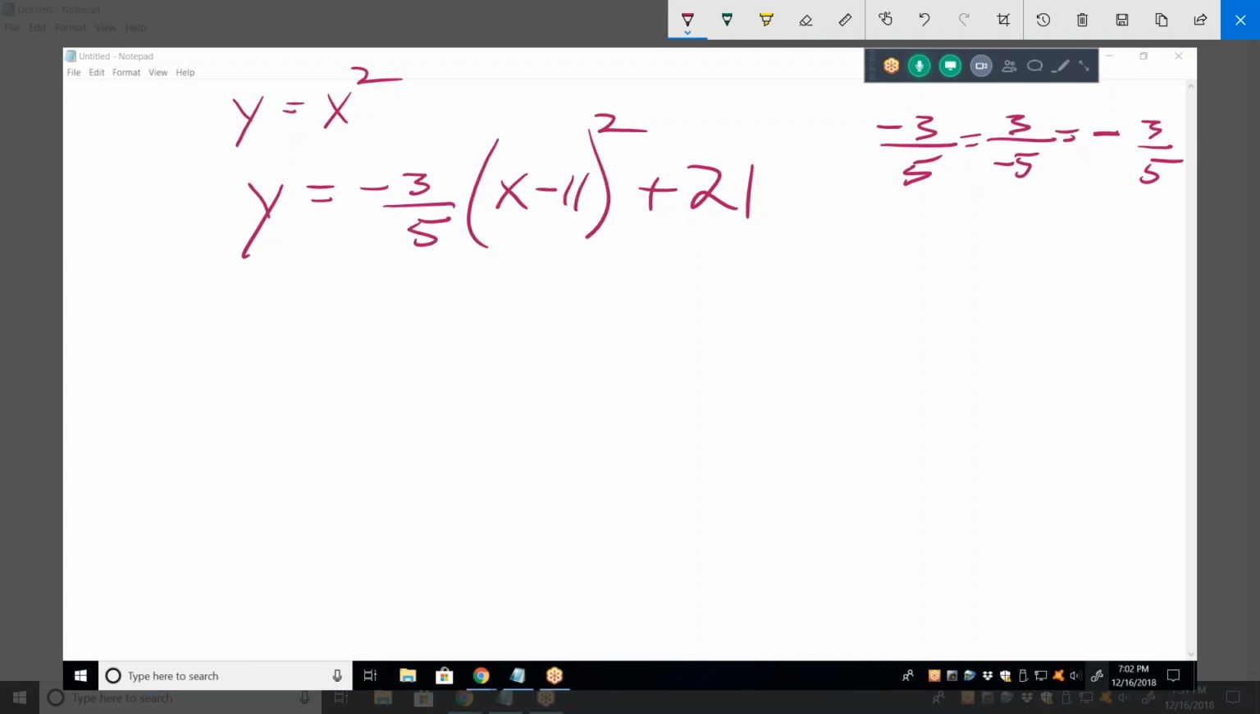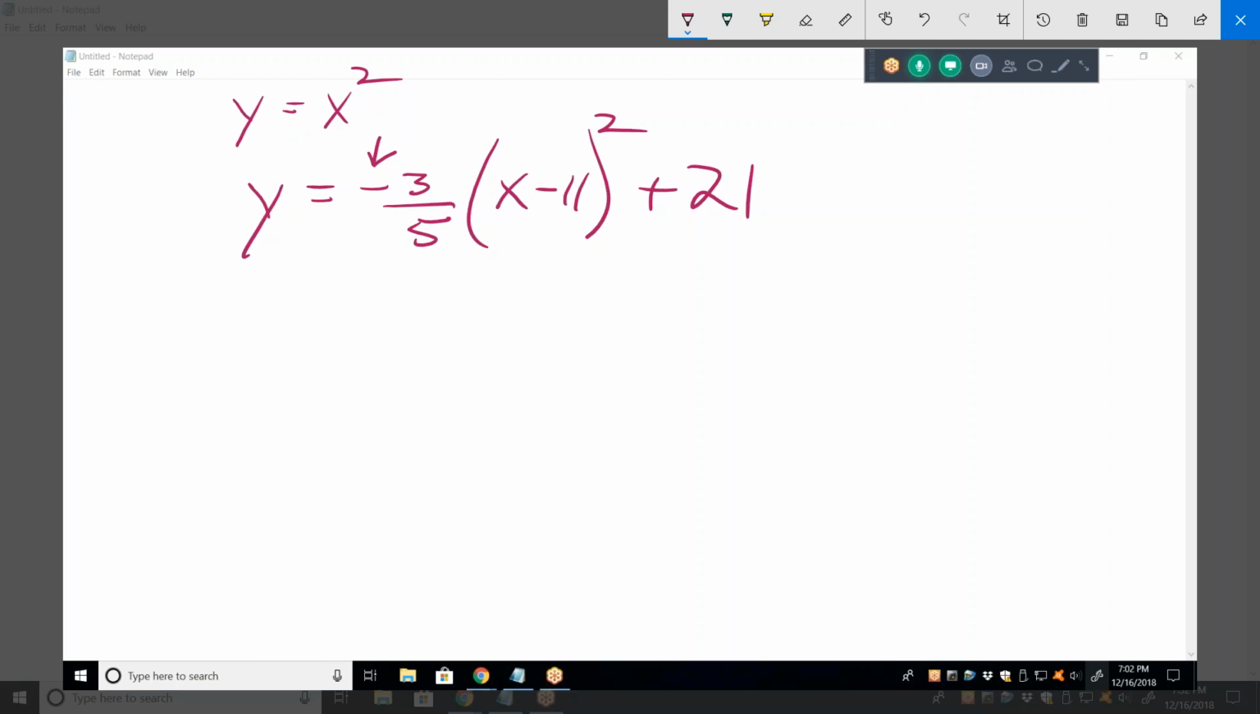Okay. So we got, remember these transformations. You have 3 horizontal and 3 vertical. Horizontals are inside the function. Verticals are outside the function. So the first thing we're dealing with is that negative sign right there. What does that do? Do they want you to graph these or just describe the transformation? Just describe the transformations. So what does that first negative sign do?